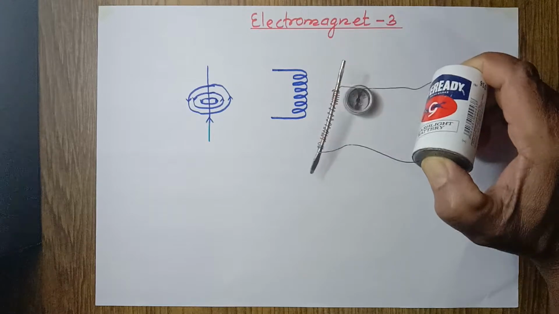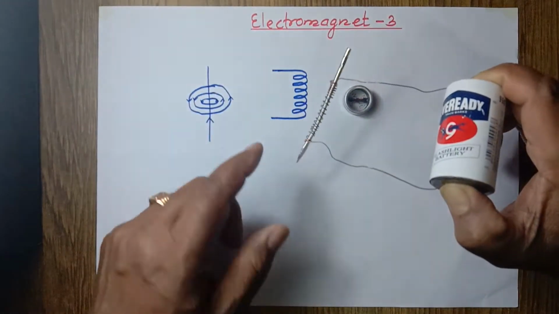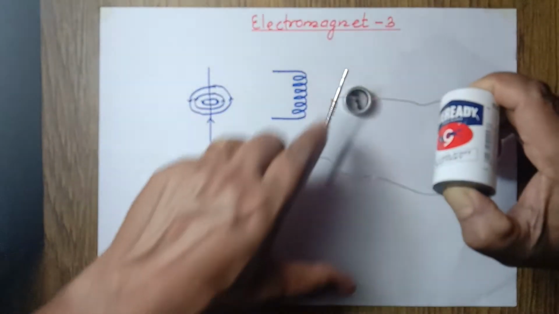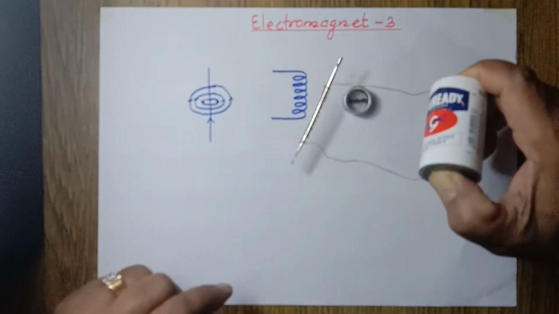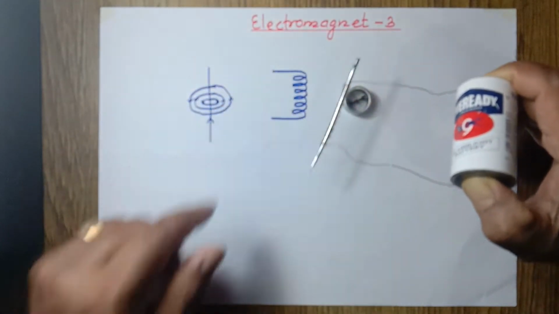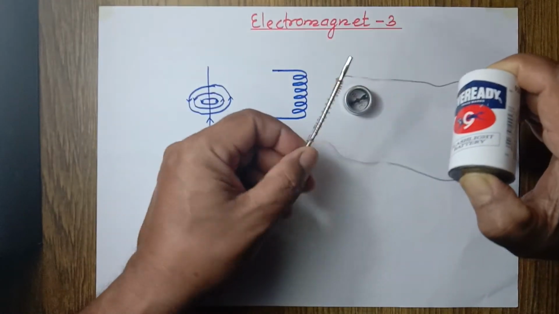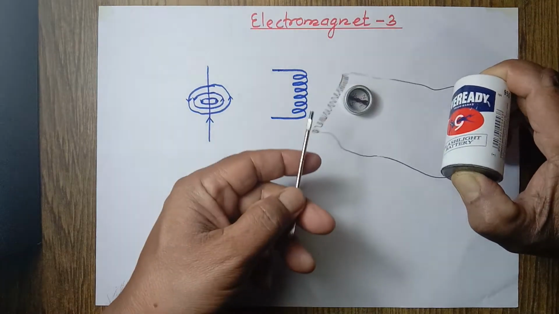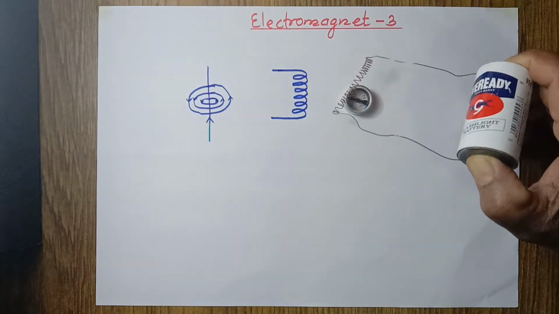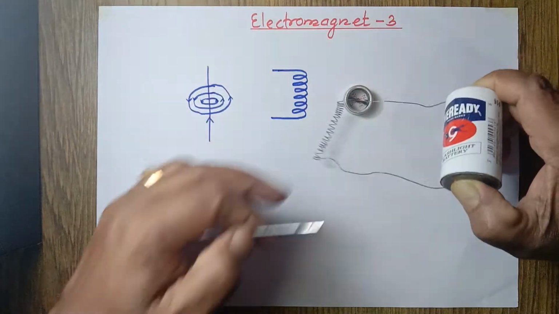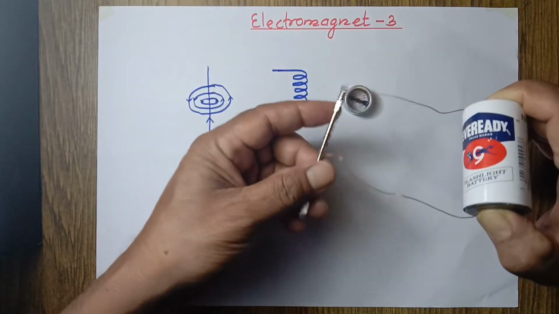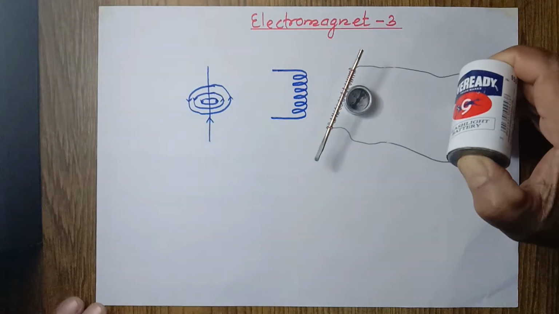Now, what is happening here? Current is not passing through this iron piece or steel piece. It is passing around the steel piece. But this steel piece intensifies or magnifies the effect of this solenoid and the magnetism of this solenoid. It also has magnetism, but the same can be intensified by inserting a piece of iron inside it.